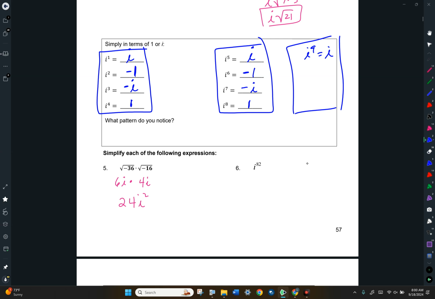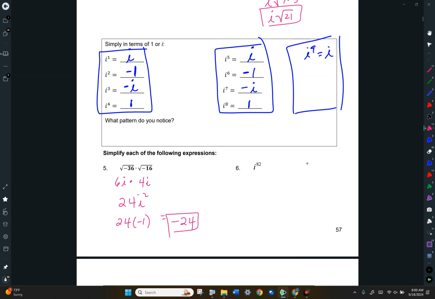So that means down here on number 5, where I said 24i squared, well, I can replace the i squared with negative 1. So really this is equivalent to negative 24. Okay.